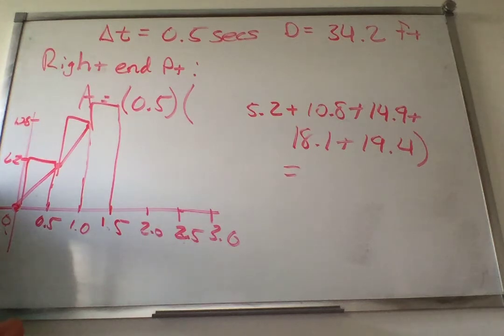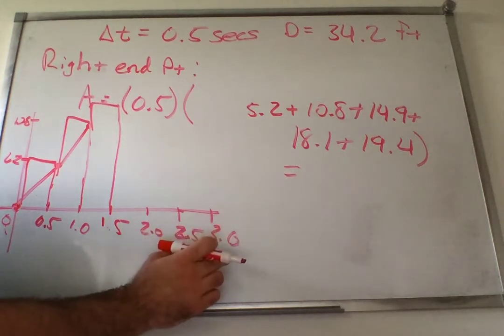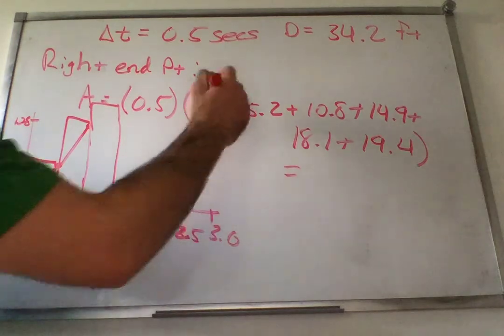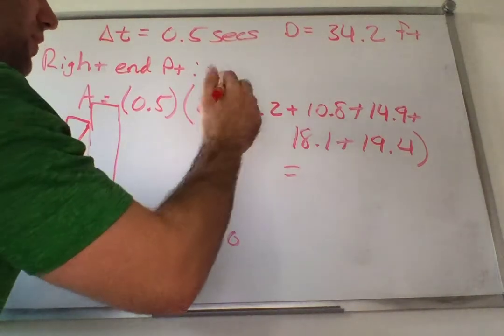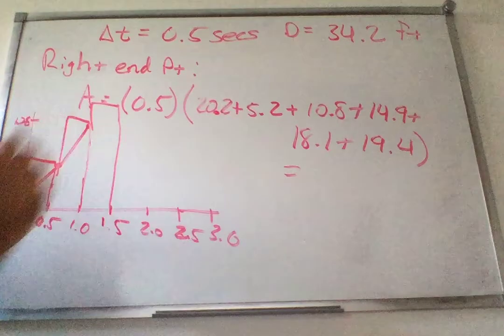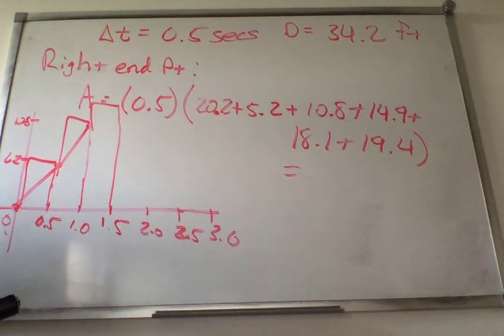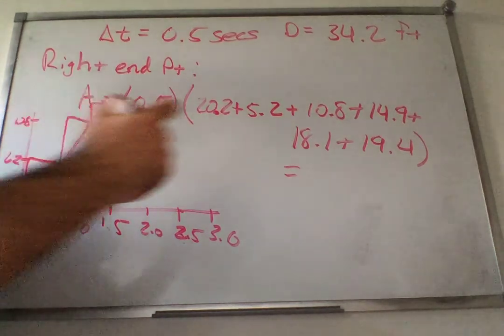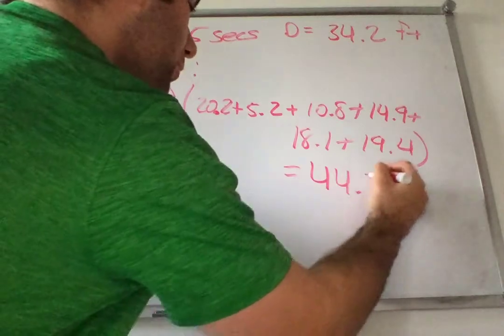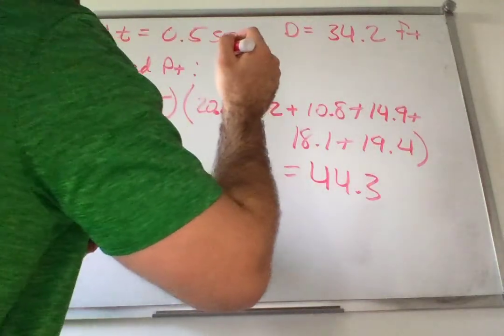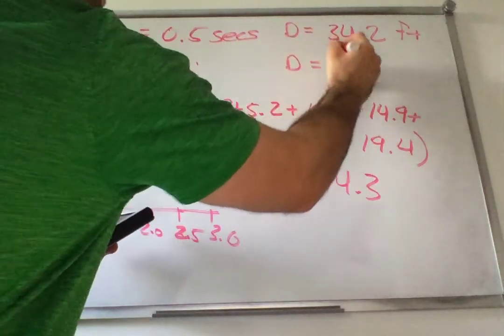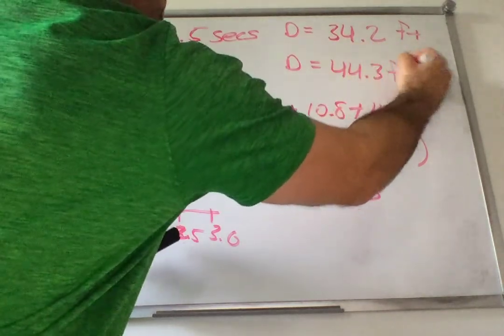Okay? So now we pick the velocity from 3.0. This is 20.2. That's all we had to do. We just had to change a single number. So plus 20.2. And we get 44.3. So the distance was 44.3 feet.